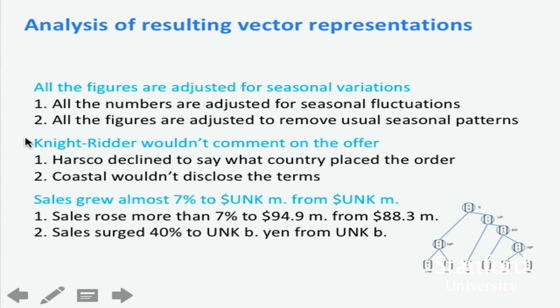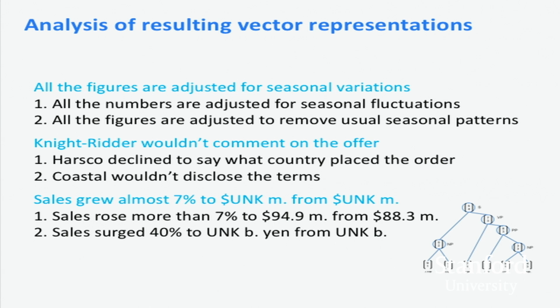"Knight Ridder wouldn't comment on the offer." The two closest sentences were "Haskell declined to say what country placed the order" and "Coastal wouldn't disclose the terms." Those ones aren't quite so excellent, you could say. To be fair, something you have to be aware of is that there are limits to how perfectly you can find other sentences that mean roughly the same thing, because this is only being run over a corpus of about 40,000 sentences.